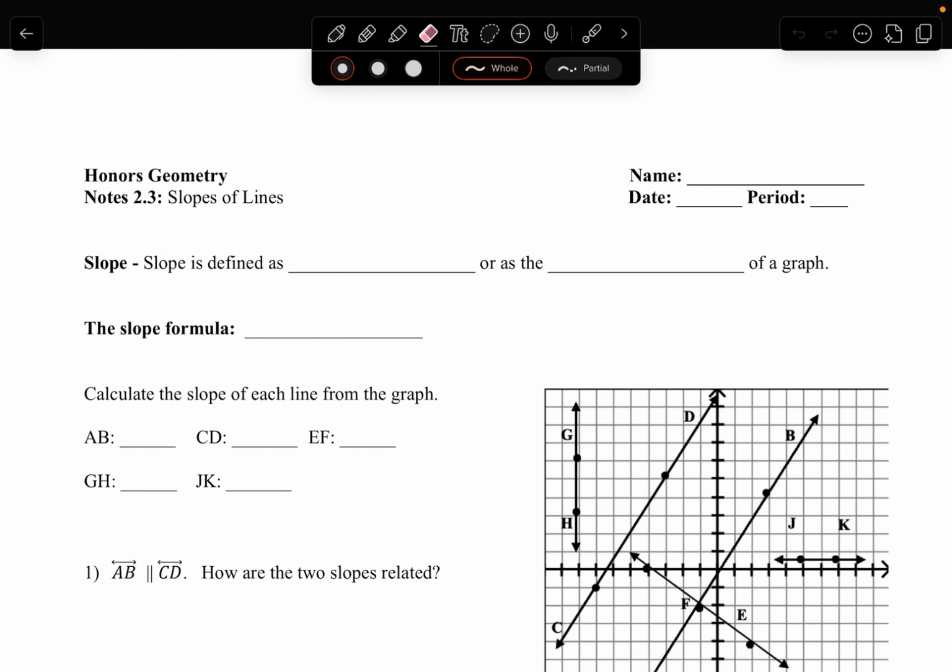Hello everybody, we are going to be going over our 2.3 notes today. The good news for you is you've already done this before. We talked about slope so many times in your math career and we get to do it again in geometry. So we are going to mainly just focus on slope today.